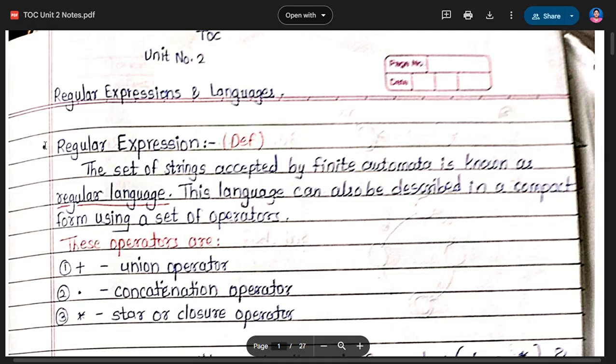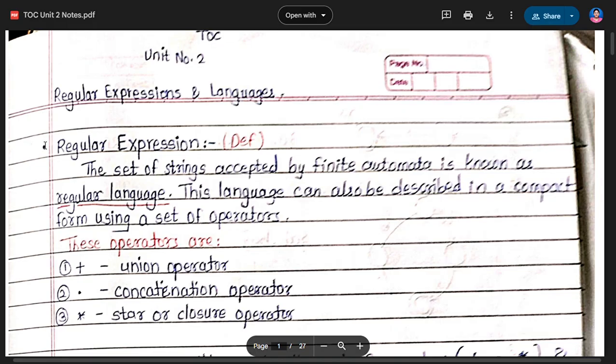What is a regular expression? It is a set of strings. The set of strings that are accepted by a finite automata is known as a regular language. This question will be asked in the exam, in the INSEM exam.